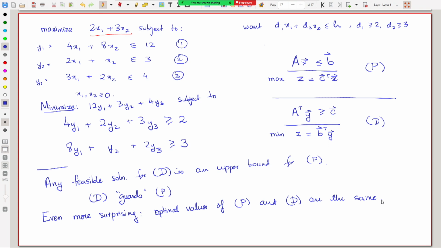So, let me just state that. This D guards P is sometimes called the weak duality theorem, but there is this exact statement that solving D or solving P, at least you get the same optimal value. So, let us state this duality theorem in general.